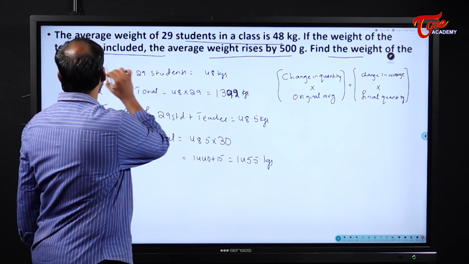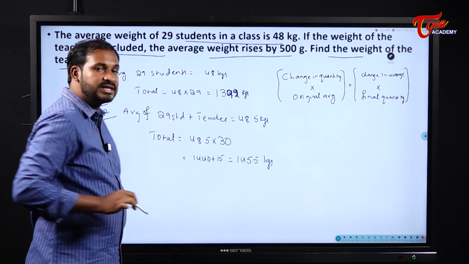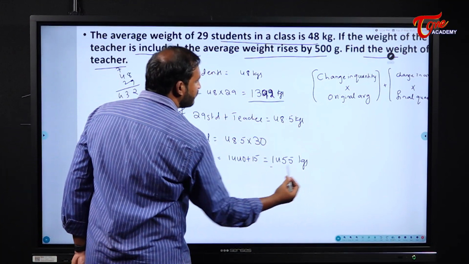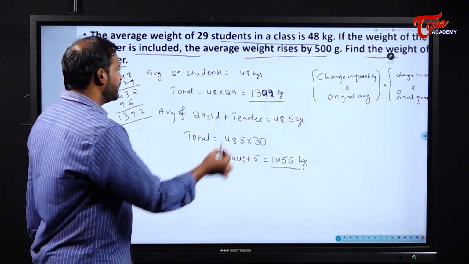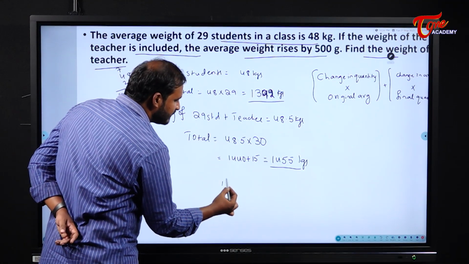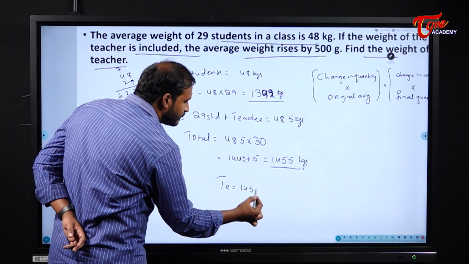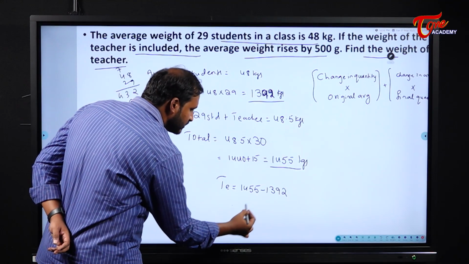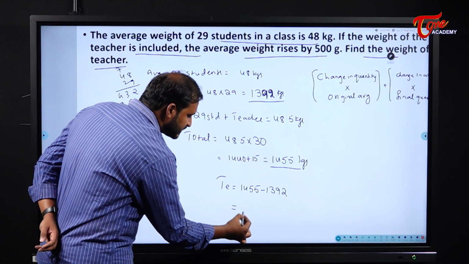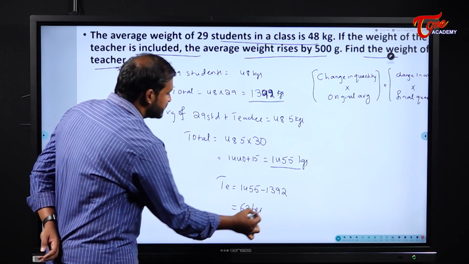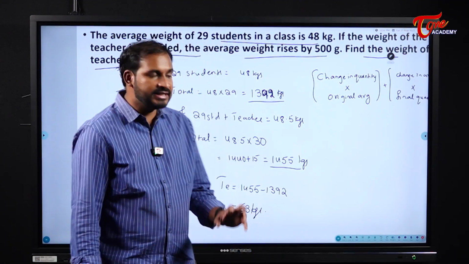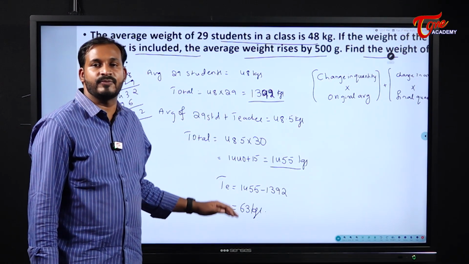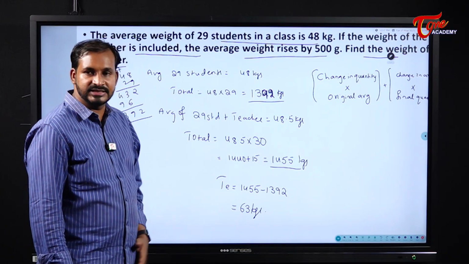Now, see here, they are asking us the weight of the teacher. The difference between these two will give us the weight of the teacher. So, the teacher's weight will be 1455 minus 1392, which is 63 kgs. In this manner, we can find the answer if we go with the general procedure.